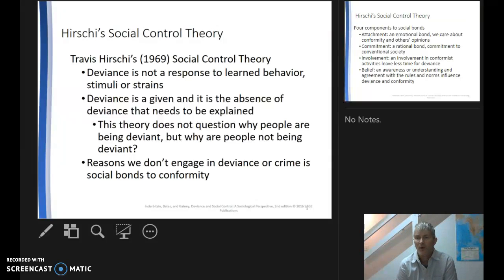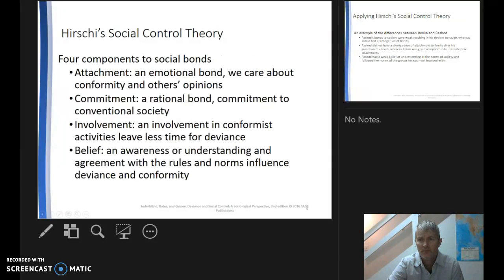This theory does not question why people are being deviant, but why are people not being deviant, as I mentioned before. It's also looking at reasons we don't engage in deviance or crime, which is primarily due to the social bonds to conformity. For Hirschi, there were 4 components to social bonds: attachment, commitment, involvement, and belief.